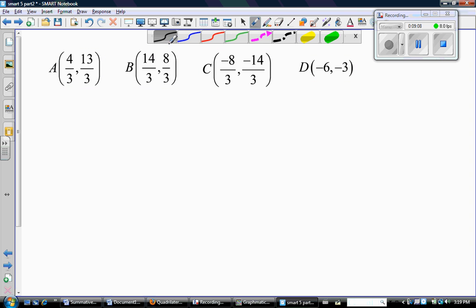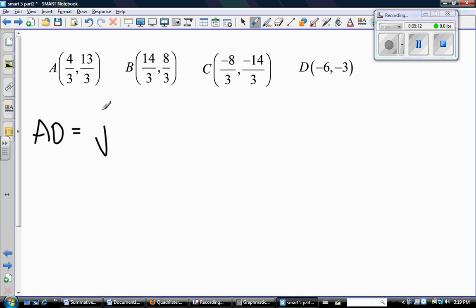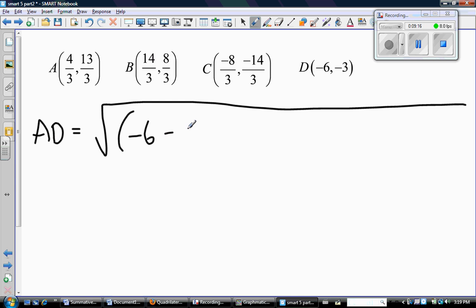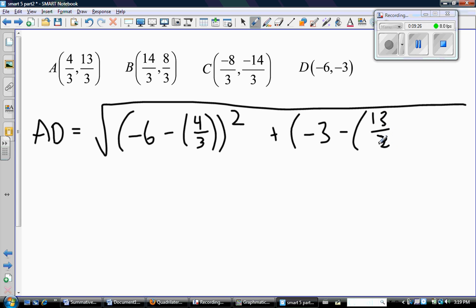So again, the length formula involves square rooting. So the square root of x2 minus x1, squared, plus y2 minus y1, squared.